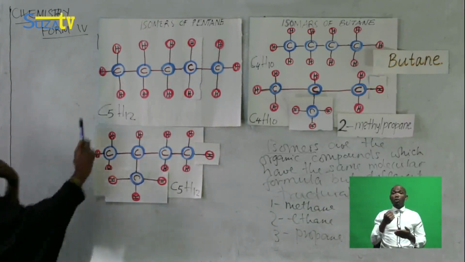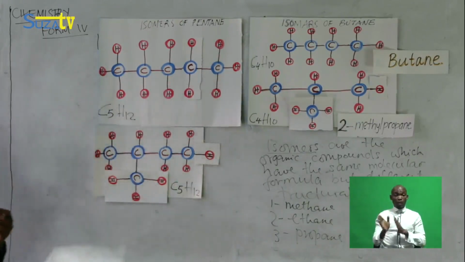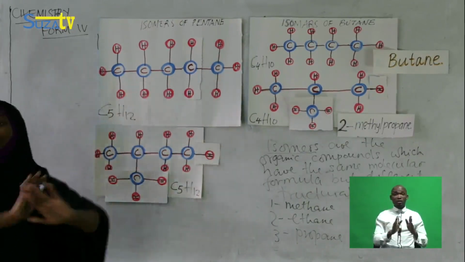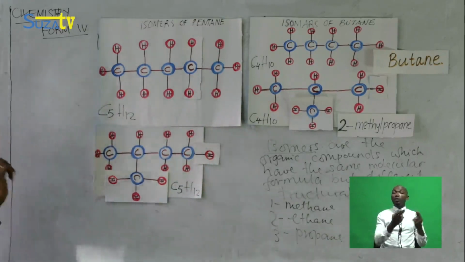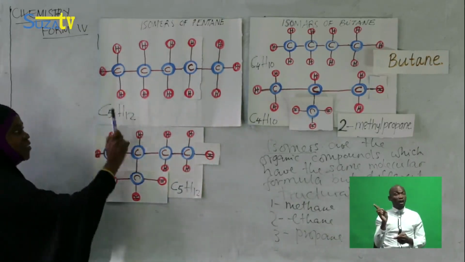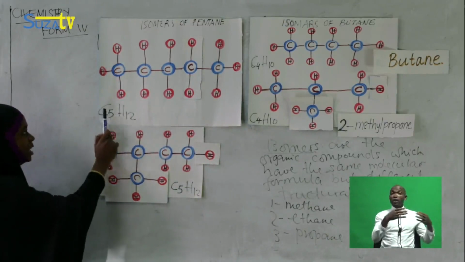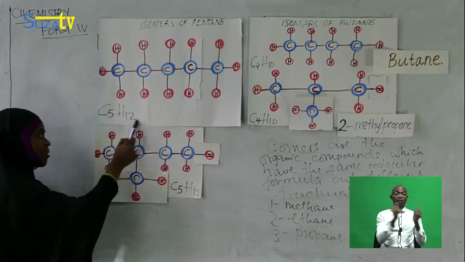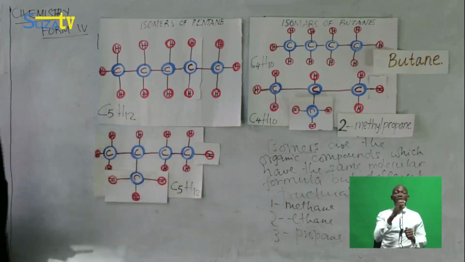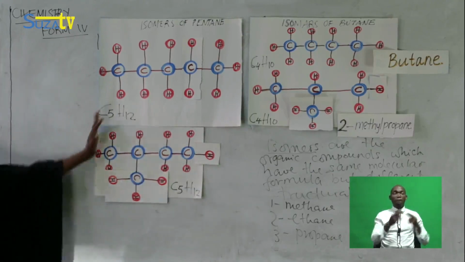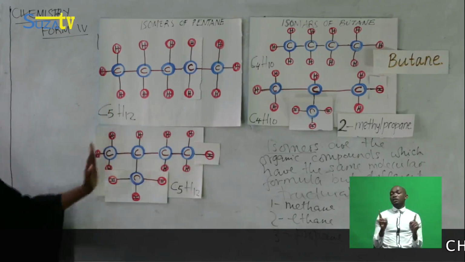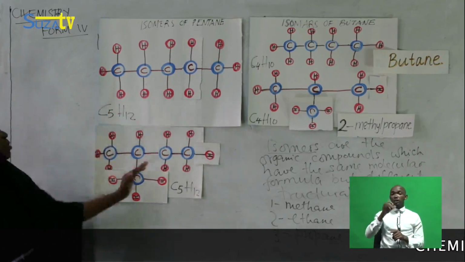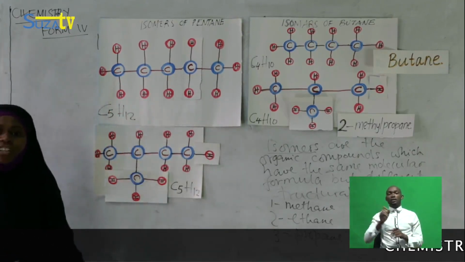Because here when we look at the arrangement of the atoms, this and this are arranged differently. Also the numbers of hydrogen and carbon: here we have 5 carbon atoms, here we have 5 carbon atoms. We have 12 hydrogens, and also here we have 12. Therefore, we have different structures but the same molecular formula. Therefore, these two are isomers of each other.